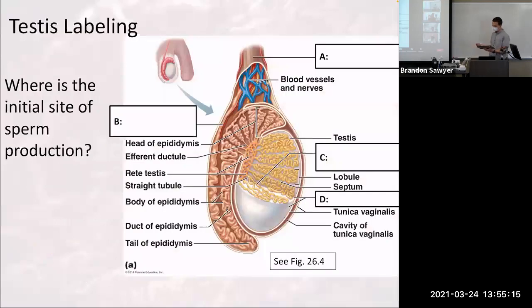Okay, so let's take a second here and just label those structures that I was just talking about. And then I'll also open up this question on the app, and you can answer that question: where would be the initial site of sperm production? Feel free to look to one person to the side of you or behind you, and double check your answers.